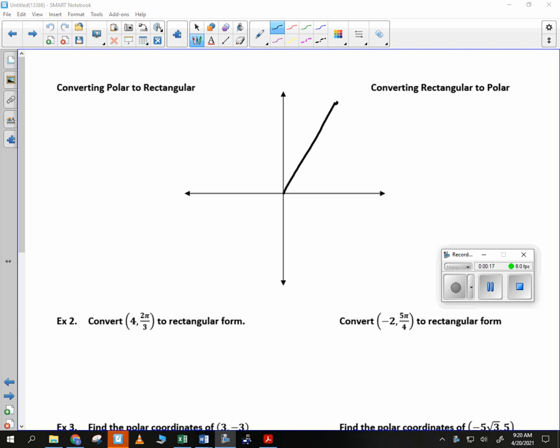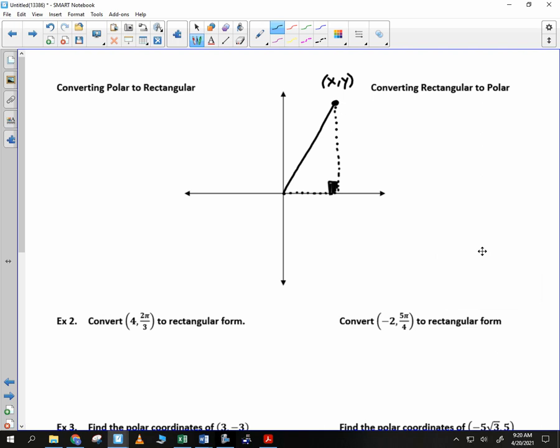So you have this xy coordinate here. And you notice that anytime you plot an xy coordinate, you can form a triangle. And it doesn't take long to look at it and see that we have an r value and we have a theta value. Everybody okay with that? Does that look familiar?